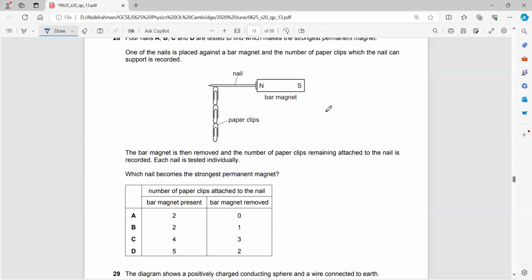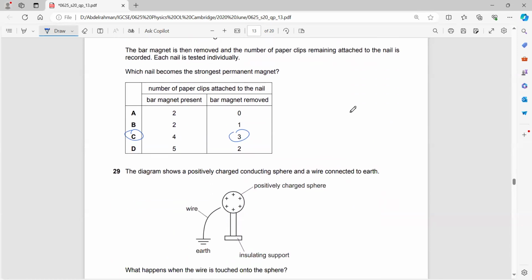If you look at the numbers, you would choose C. Why would you choose C? Because it has the most paper clips attached to it, even when you remove the bar magnet. That's the whole point of being a permanent magnet, that some of the paper clips will remain attached to it. So when you have the most clips still attached, this means that it will be the strongest permanent magnet. Okay, C.